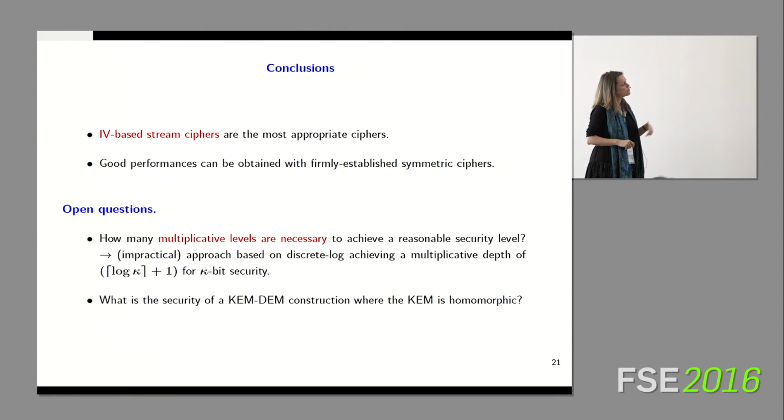And in the full version of the paper, which is on ePrint, we present a completely different type of cipher, which is based on discrete logarithm, which is really impractical because it's really slow, but it's interesting because it achieves a multiplicative depth which is roughly the logarithm of the security level.